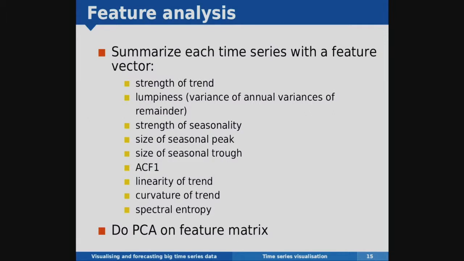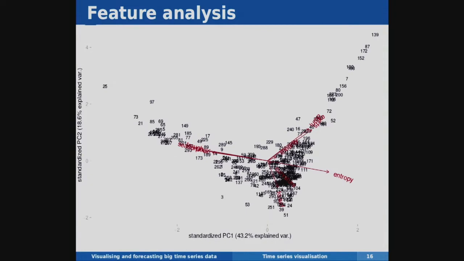And then we take a principal component analysis on this set of features. Forget the original observations, we now just deal with the features as our observations. And so here are the first two principal components, which explain about 60% of the data. And we see some interesting things. We see these two arms, and on this arm it's about lumpiness and spikiness, and on this arm it's about seasonality.